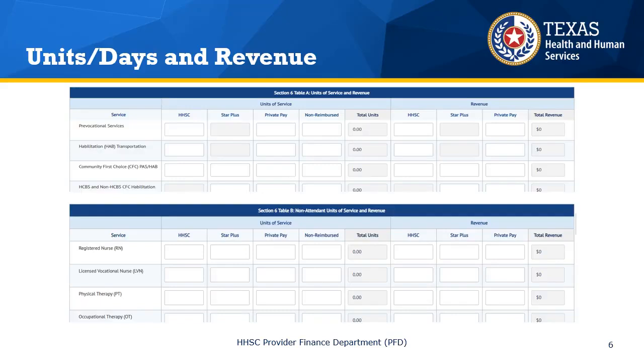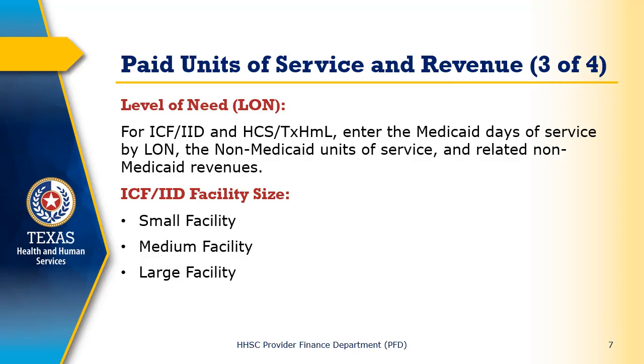This image displays the screen view for Section 6 of the CPC cost report. For ICF/IID and HCS/TXHML, enter the Medicaid days of service by LON, the non-Medicaid units of service, and related non-Medicaid revenues. HCS also includes reporting units of service not by LON.